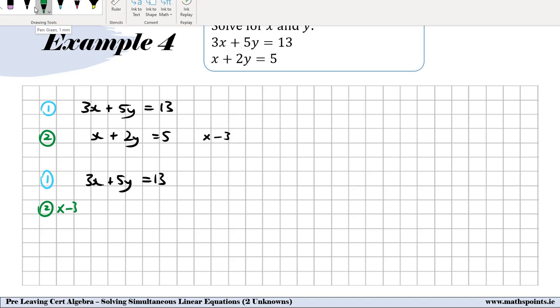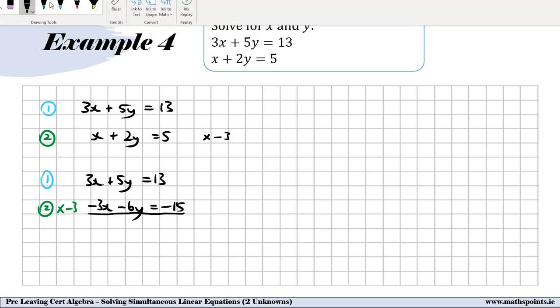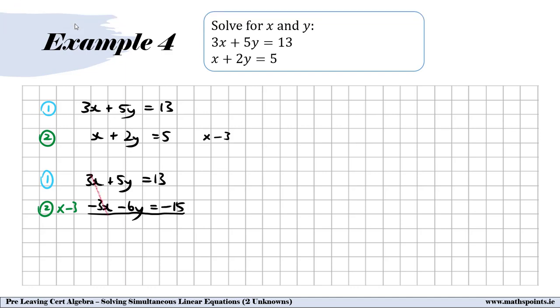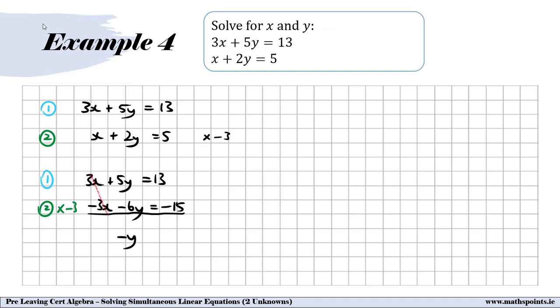So multiplying x by minus 3, I get minus 3x. Multiplying plus 2y by minus 3, I get minus 6y. And then multiplying 5 by minus 3, I get minus 15, and I'm going to draw my line underneath to add the two lines together. So first of all, 3x minus 3x means that the x's are eliminated. They give us 0. Then we have 5y minus 6y gives me minus y, and 13 minus 15 is equal to minus 2. Now if minus y is equal to minus 2, if we divide both sides by minus 1, I get y is equal to plus 2.